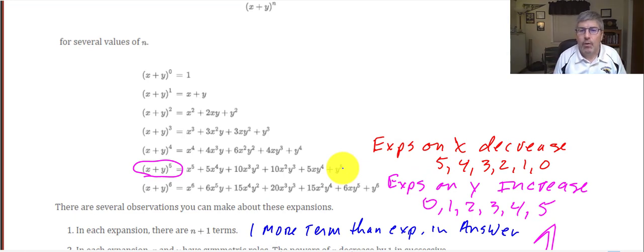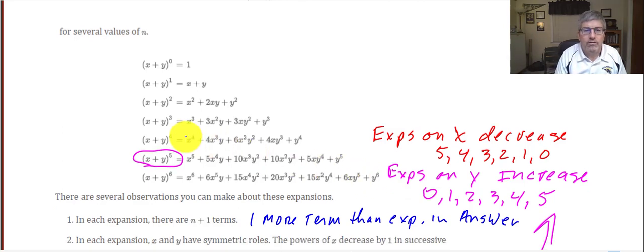Conversely, the exponents on y increase. In our fifth power here, we don't have any y factor at all in the first term because that's y raised to the 0 power, which is 1, so we don't even show that. And then our y's begin to increase as we go through the expansion. Y to the first, y to the second, y to the third, y to the fourth, and y to the fifth.